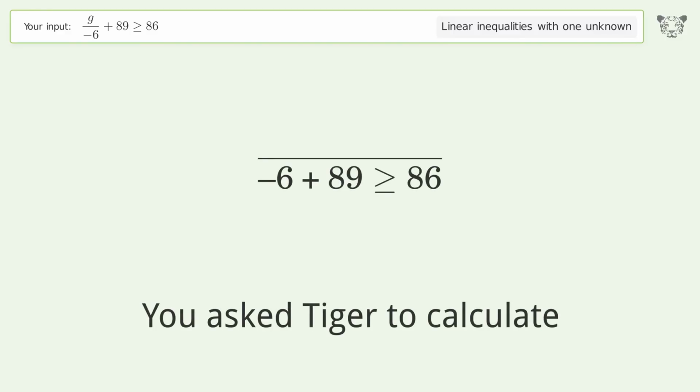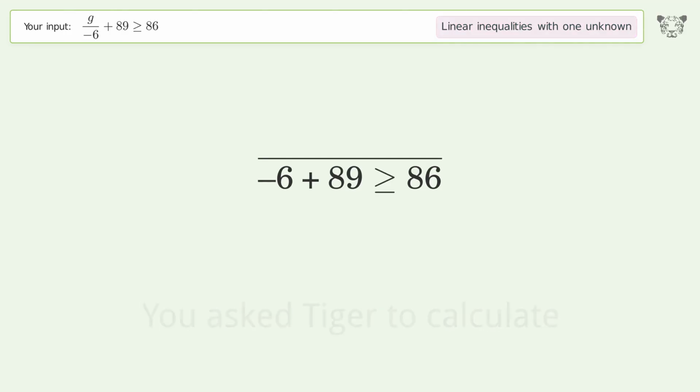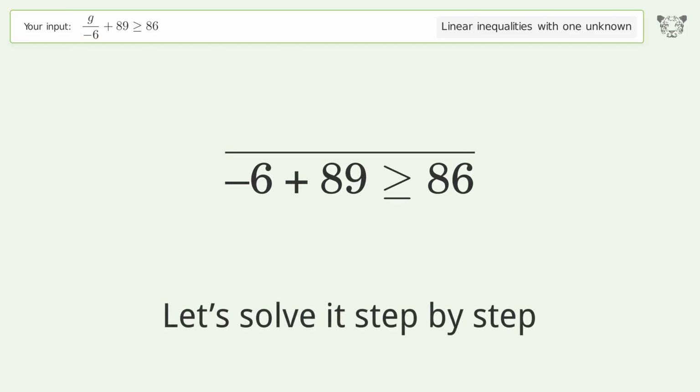You ask Tiger to calculate. This deals with linear inequalities with one unknown. The final result is g equal or smaller than 18. Let's solve it step by step.